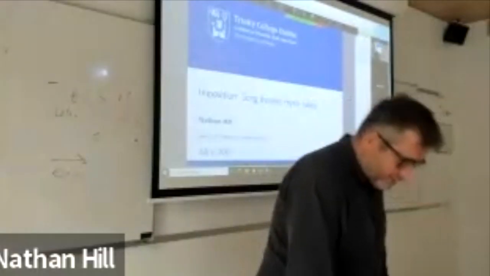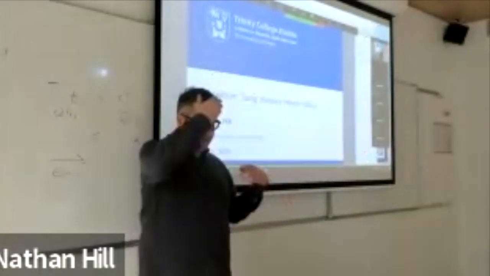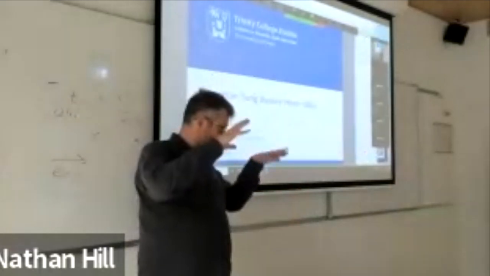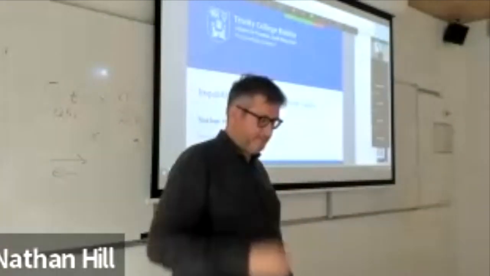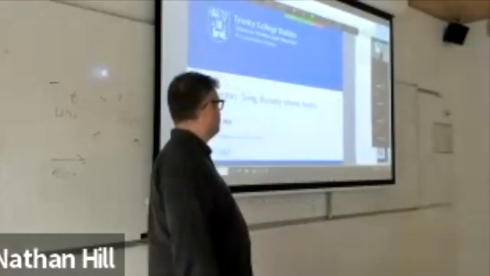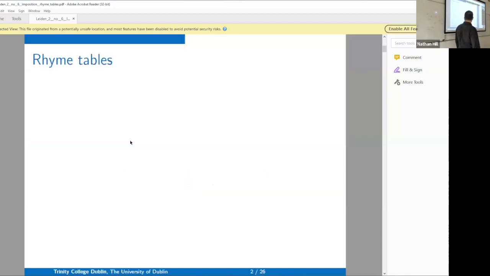So now we're still moving through, we're covering imposition chronologically, right? So first cognates, then loans, then foreign transcription. And now we get into the Middle Chinese period and its imposition from Song Dynasty rhyme tables. I'm going to introduce you to the Song Dynasty rhyme tables. I think this will be a little bit short, but we'll see. And then this is the last on imposition, and then we move back to transposition.